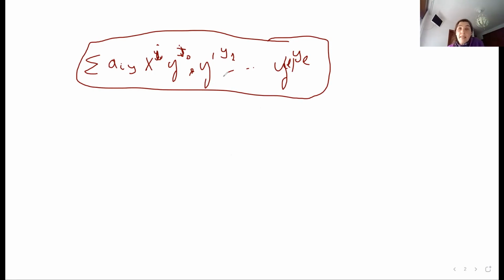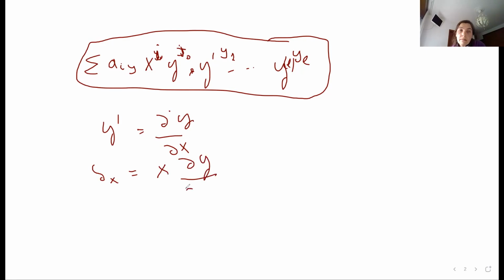Okay, so now I just have more variables. Instead of working with y prime, the derivative of y with respect to x, I am going to work with delta x, which is going to be x times y, just so that things are easier. So it's going to be like this.